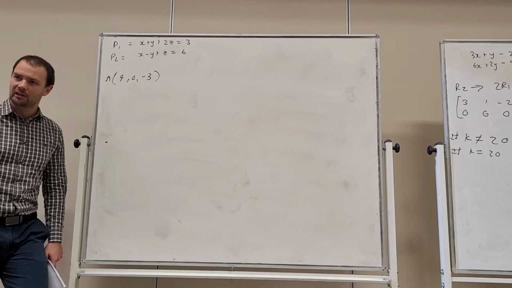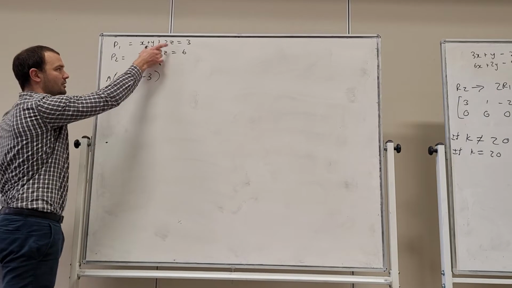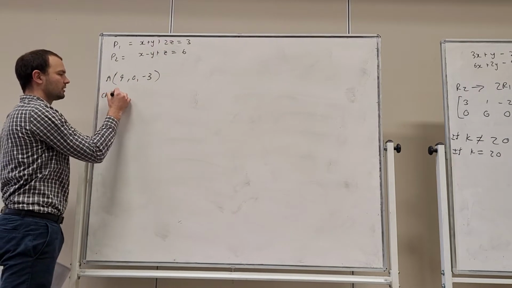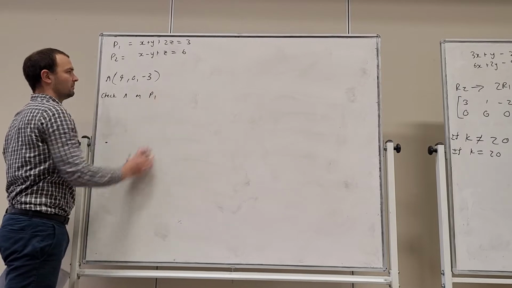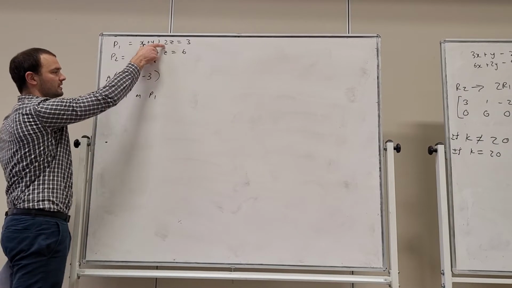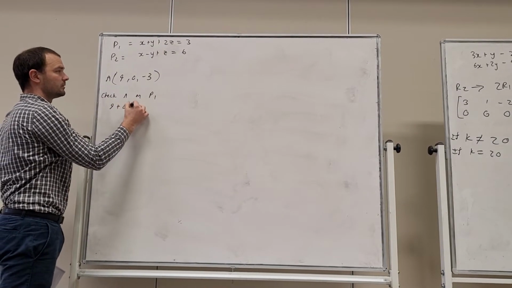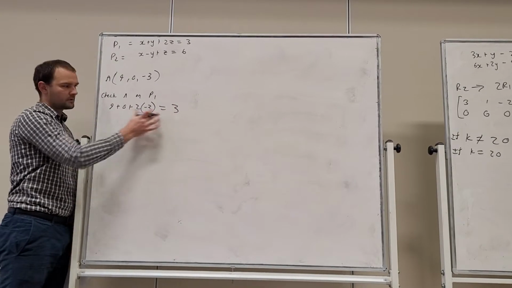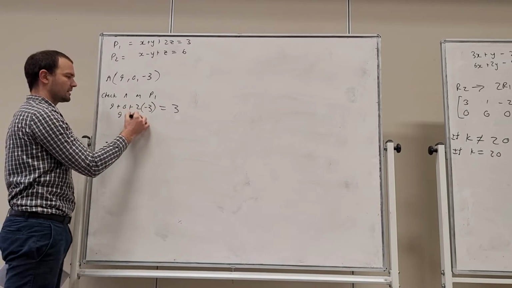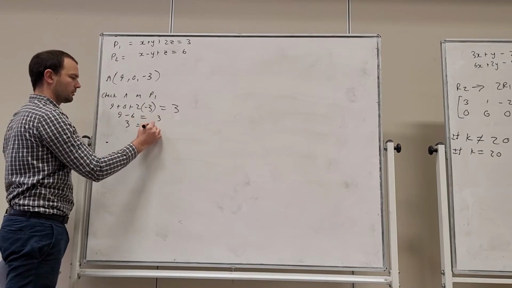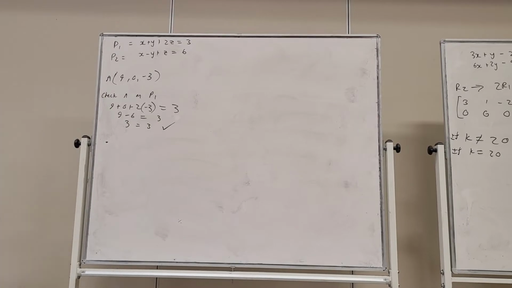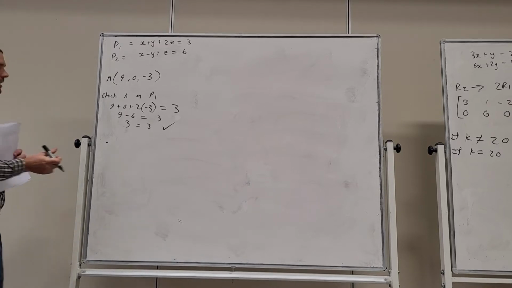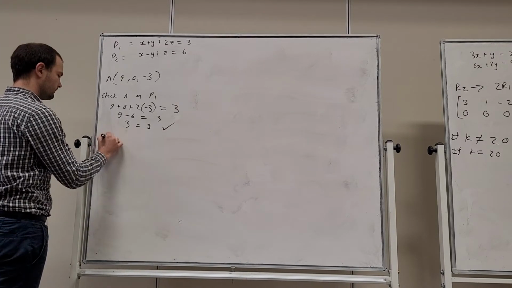Well, a point lies on a plane if it satisfies the equation of the plane. So we're going to check A on plane 1. We're going to plug that coordinate into this equation. We're going to have 9 plus 0 plus 2 times minus 3, and we're going to check if it equals 3. So we're going to process here. We have 9 take 6. We've got 3 equals 3. Therefore, yes, this point lies on the plane. Okay, we'll repeat for plane 2.